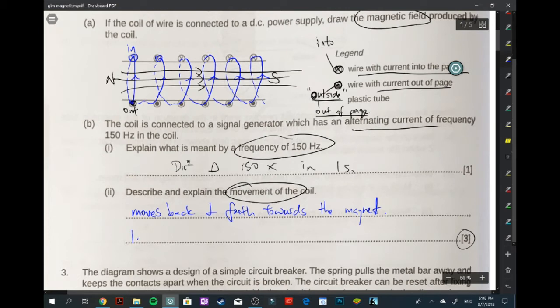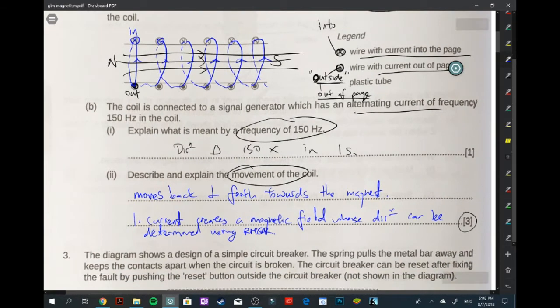Because of the current, the current actually creates a magnetic field whose direction can be determined using the right hand grip rule. Now using the right hand grip rule we can determine the magnetic field, but that's not enough. It still doesn't explain why it moves back and forth.